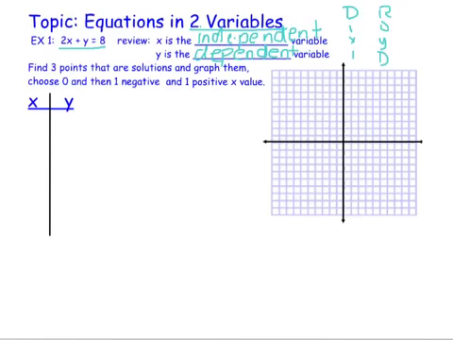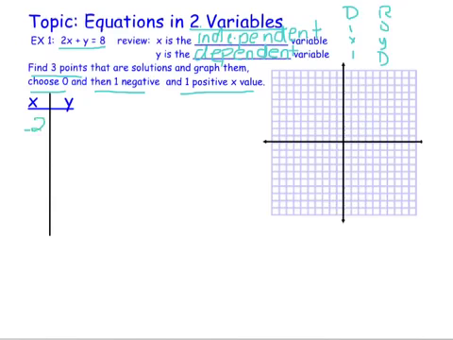So what we're going to do, it says find 3 points that are solutions and graph them. So guess what? We get to pick our own numbers. One number has to be 0. And then we're going to have a negative and we're going to have a positive. So we can pick any number we want. So I'm going to go ahead and start with, let's say, -2.